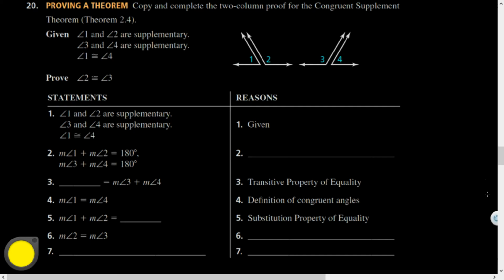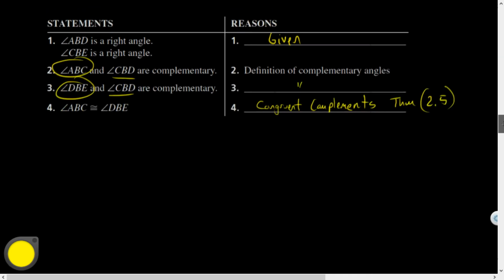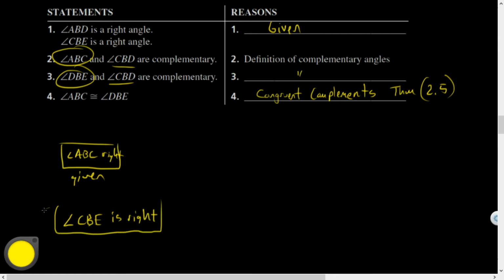Question 20. Oh wait, rewind. Why did I leave space here? Because I was supposed to write a flowchart proof. So let's see. Angle ABC is right. Reason: given. I'm going to make these two separate branches. Angle CBE is right. I think I gave you guys some space to do this on your paper as well, but I didn't pre-build the flowchart.